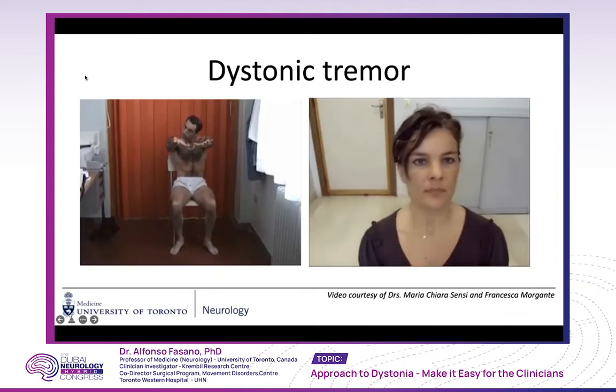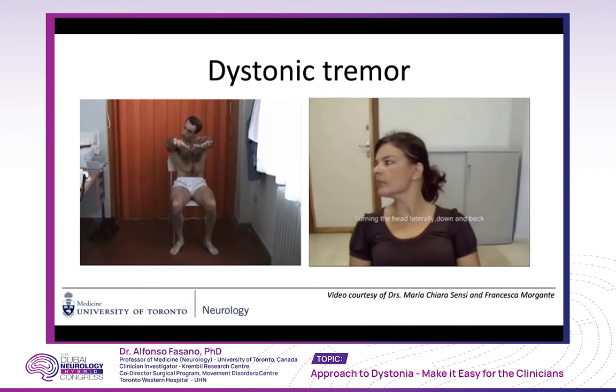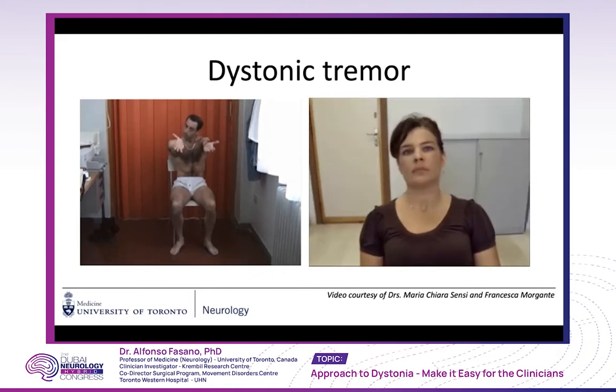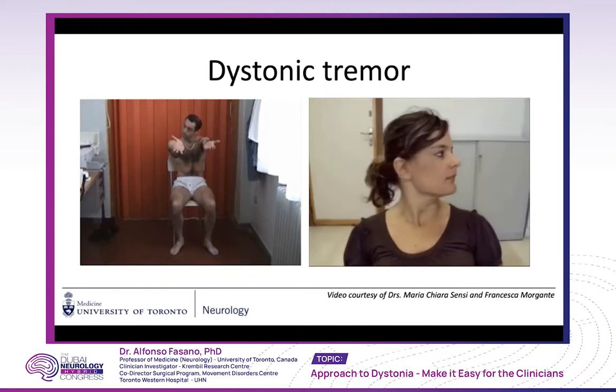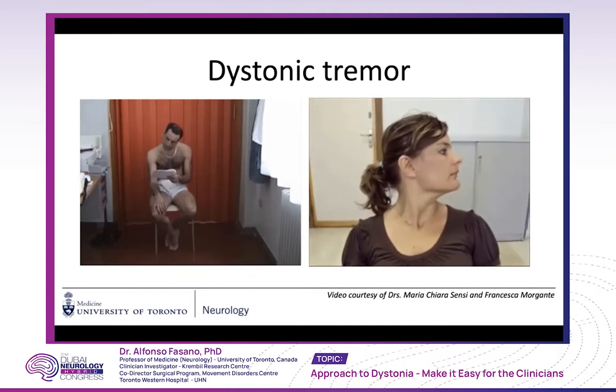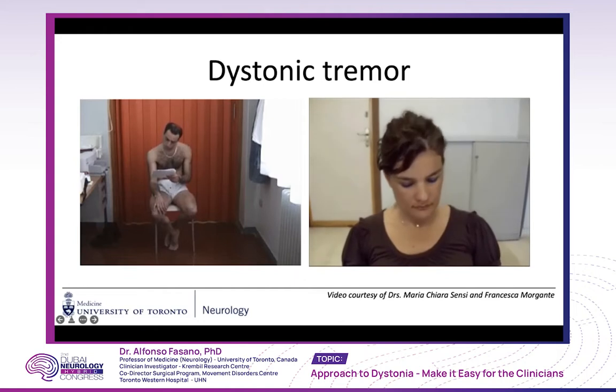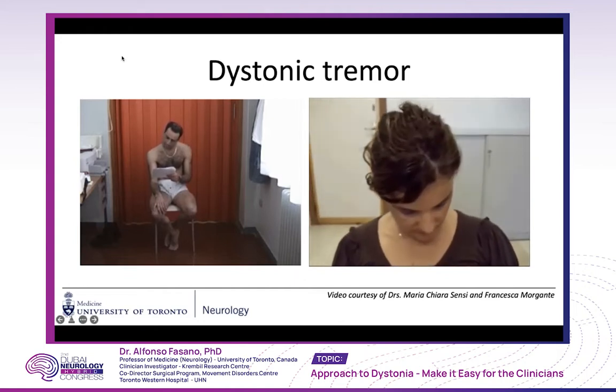Dystonic tremor can be associated to dystonia. On your left, you see a dystonic tremor of the right arm in someone with writer's cramp and cervical dystonia. On your right, you see a dystonic tremor in a patient with torticollis, with cervical dystonia. And this is the classic dystonic tremor, where dystonia and tremor are present in the same body part.